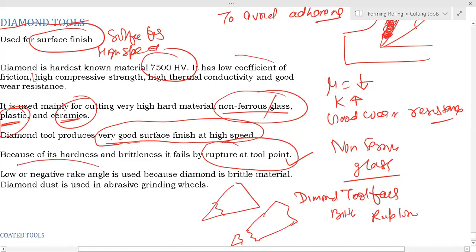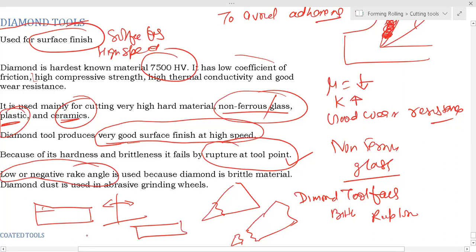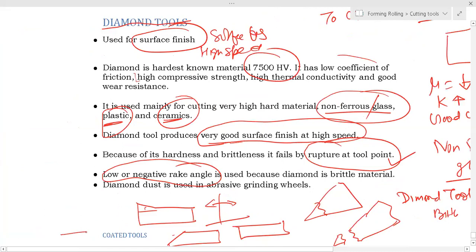Then low negative rake angle. We'll discuss positive, negative, and zero rake angle. For the time being, just to understand, this is your positive rake angle, this is your zero rake angle, and this is your negative rake angle. We'll discuss this, don't worry. So it has a low rake angle, because it is asked. Diamond dust is used as an abrasive for grinding.